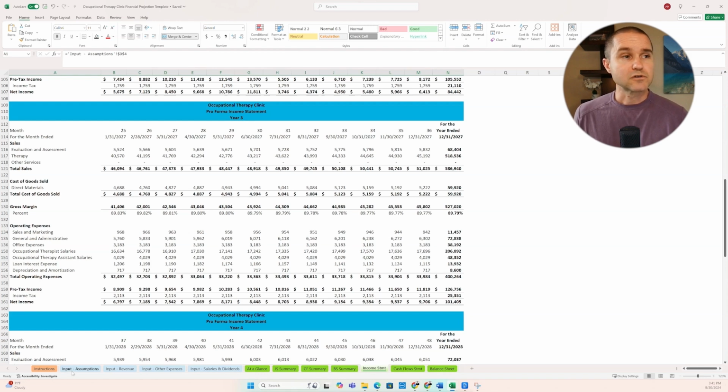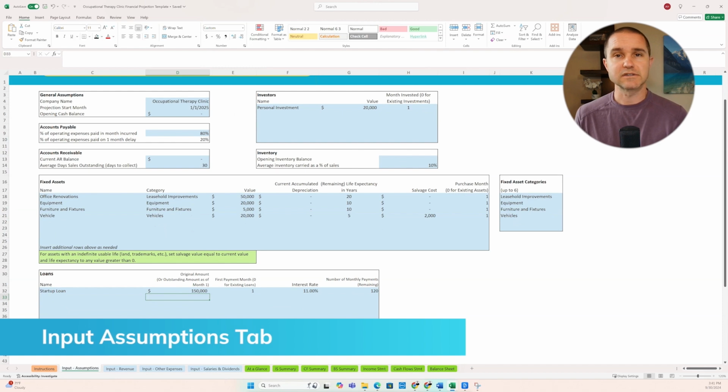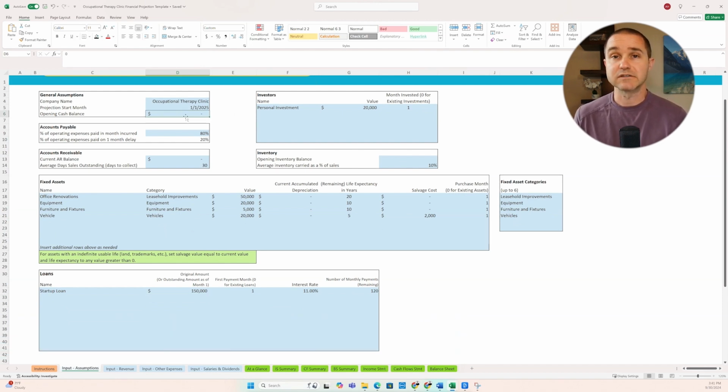All right, in order to produce these reports, though, we have a little bit of work to do, and so we're going to come back here to our Input Assumptions tab. Now, the first thing you need to know is that any cell that's highlighted in light blue is an assumption that you can change without breaking anything in the model.